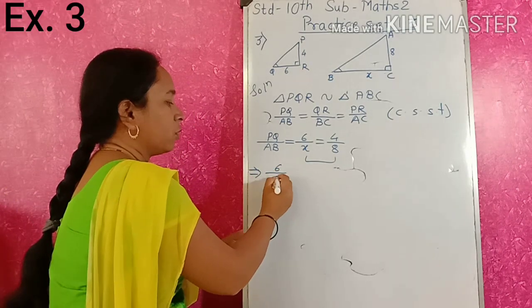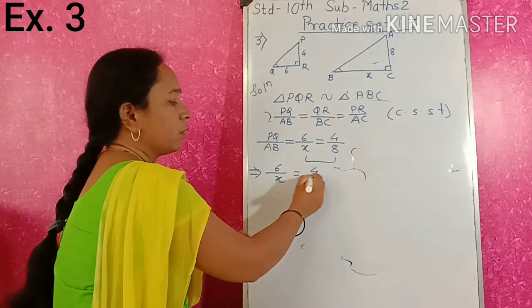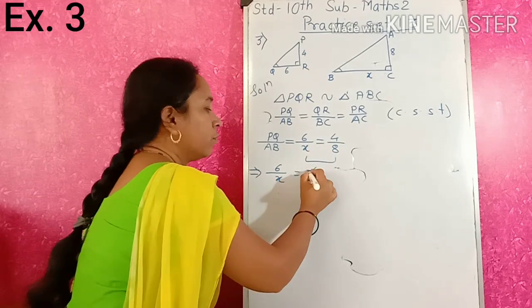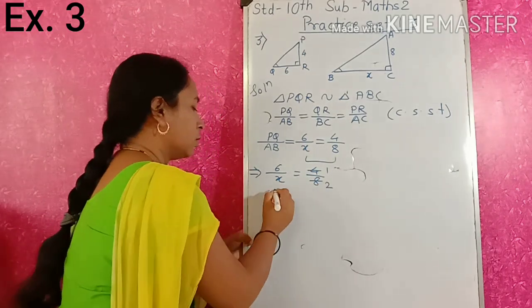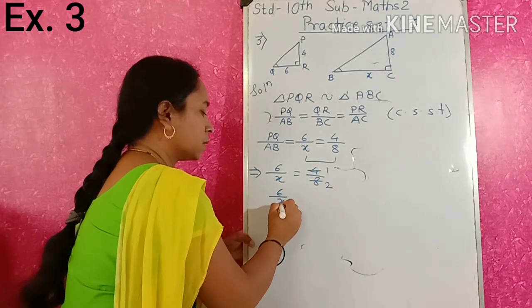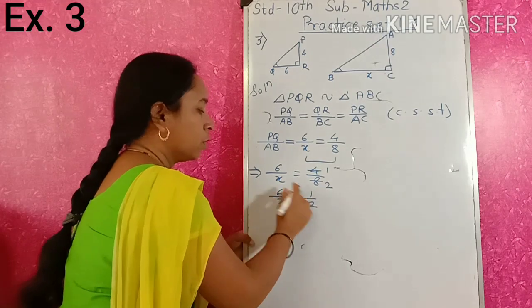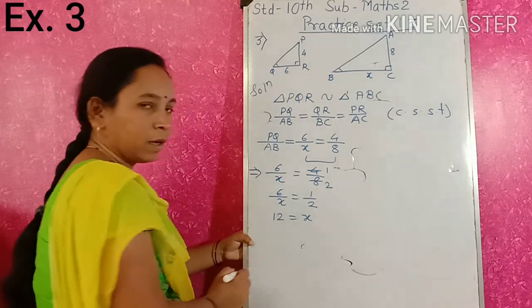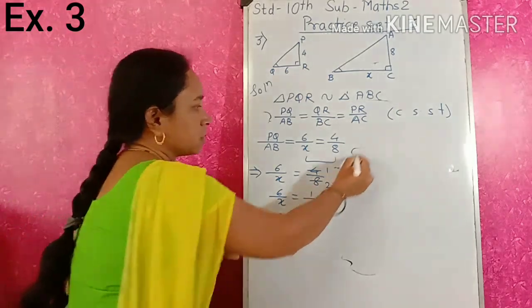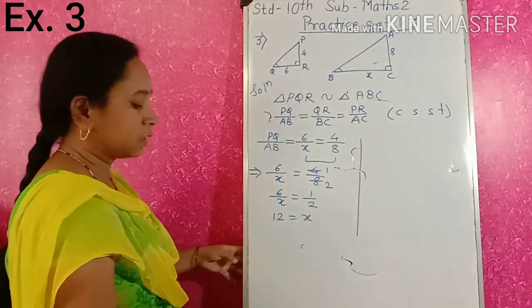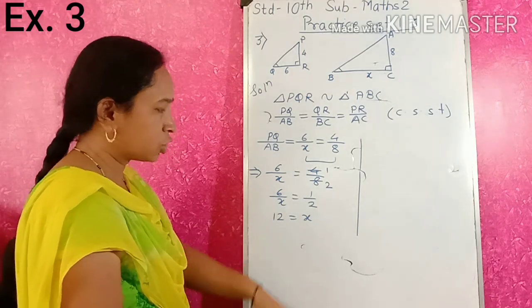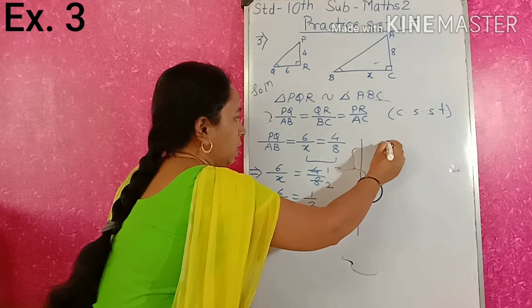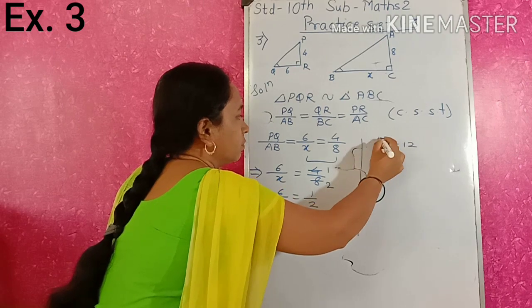So 6 upon X is equal to 4 upon 8. These two are reducible by 4. 4 ones are 4, 4 twos are 8. So 6 upon X is equal to 1 upon 2. Do the cross multiplication, you will get 12 is equal to X. So what is X? X is nothing but the shadow of this bigger pole. So therefore X is equal to 12.